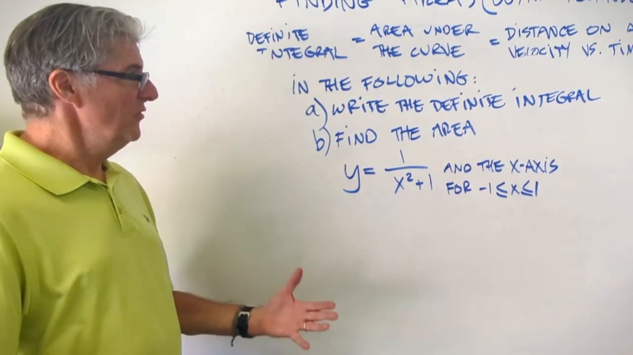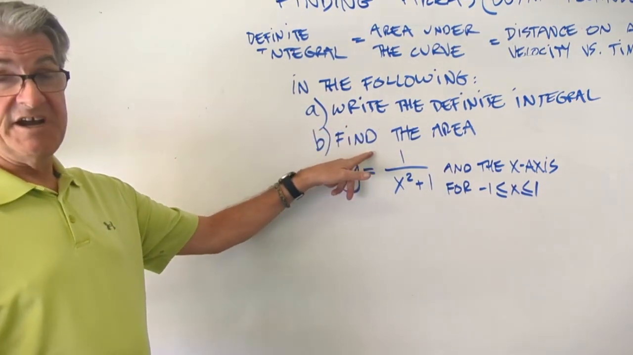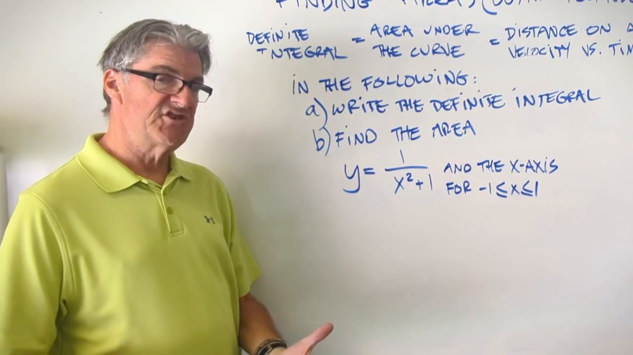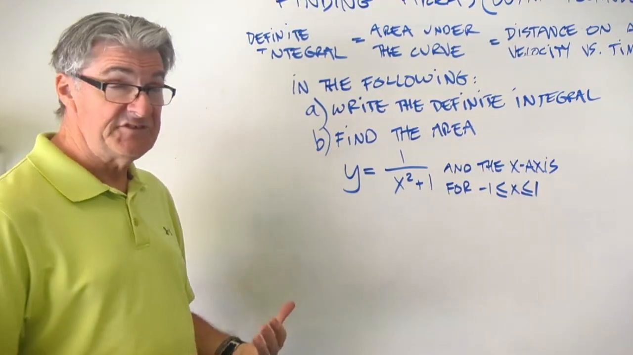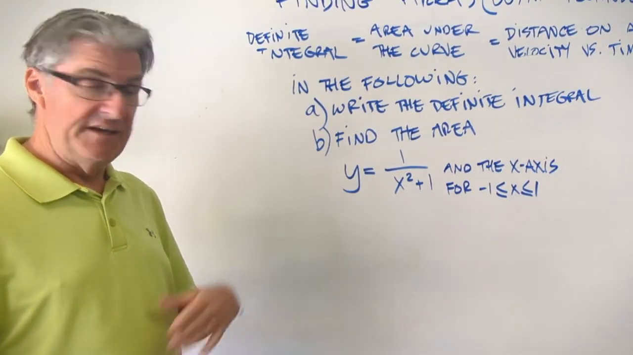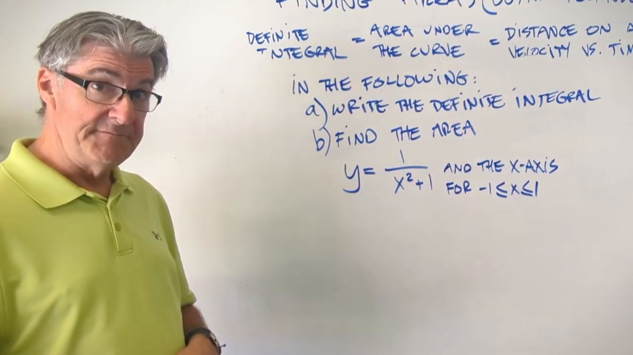All right, so same prompt: write the integral, find the area. So here's our function, 1 over x squared plus 1. This is a rational function. These get a little tricky to make hand graphs. So in this case, I just pulled out my calculator and made my graph, and then I'll transfer it onto the screen for you. So go ahead, pause the video and do that.